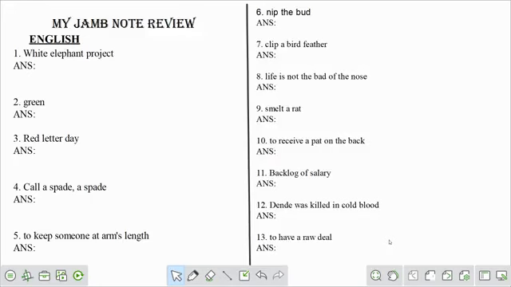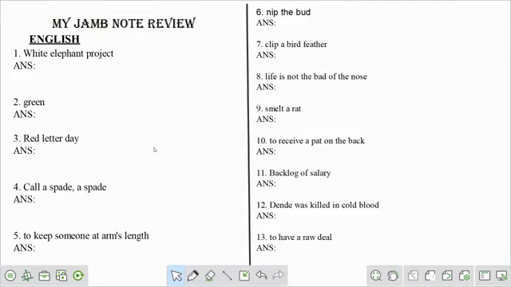Okay, let's start now. It's not like we are really doing any topic or subject. It's just an overview of my notes, the notes that I use for my own exam. I hope you understand. Now, we will be able to do this.